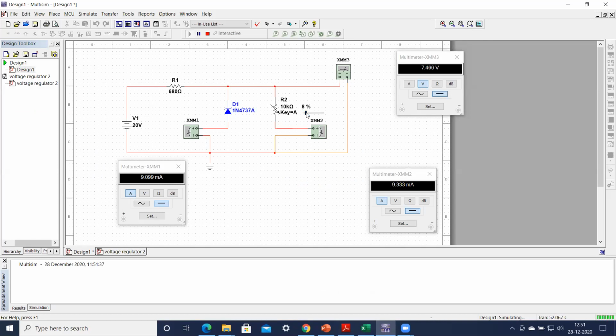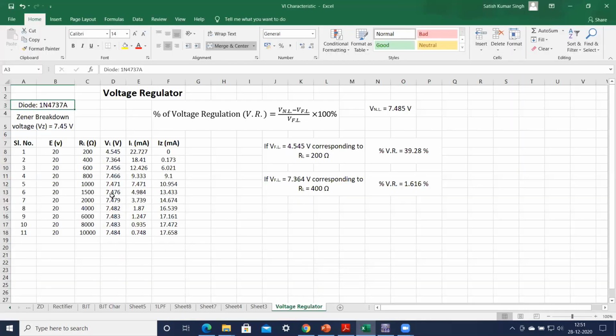Similarly, we have to go to 10%. So that value will be equal to how much? This is equal to 1 kilo ohm. After 1 kilo ohm, these values you have to note down: 7.471 volts, 7.471 milliamperes, and 10.945. These values we have to note down in this particular table.